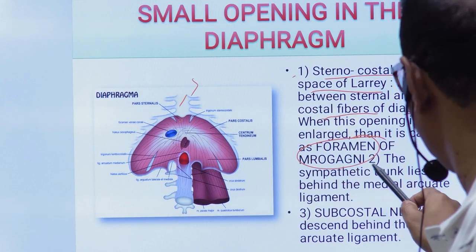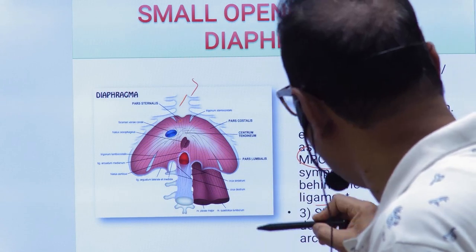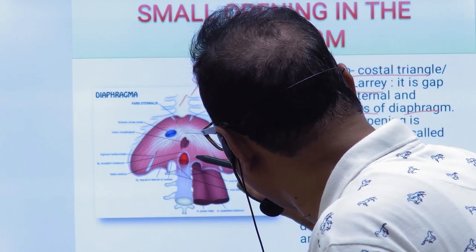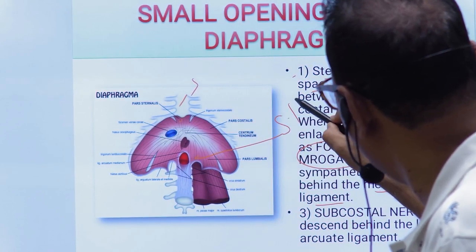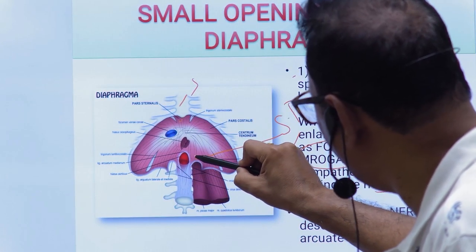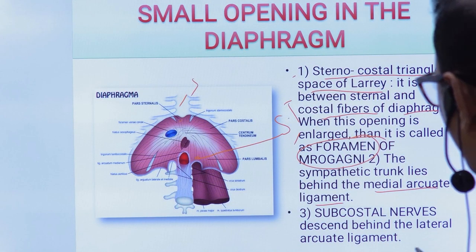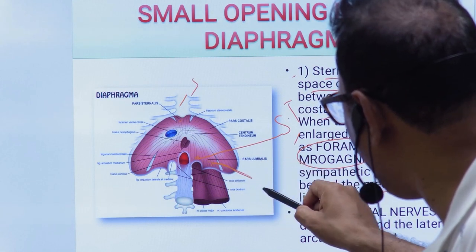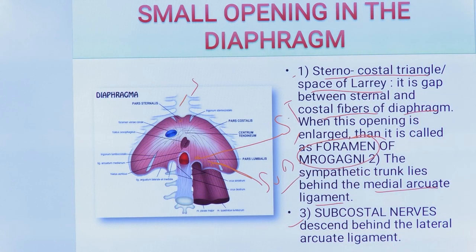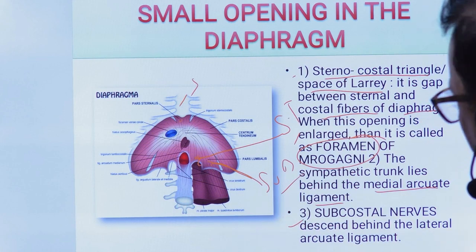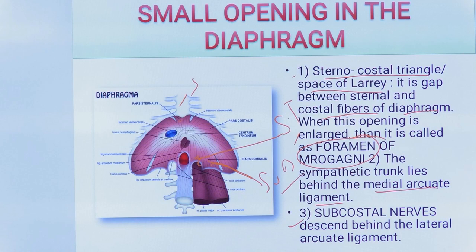Next, the sympathetic trunk lies behind the medial arcuate ligament. We have the medial arcuate ligament over here, and this will allow the passage of the sympathetic trunk just behind the medial arcuate ligament. The subcostal nerve descends behind the lateral arcuate ligament. So at the lateral arcuate ligament we will have the subcostal nerve. Just behind the medial arcuate ligament we have the sympathetic trunk, and just behind the lateral arcuate ligament we have the subcostal nerve.